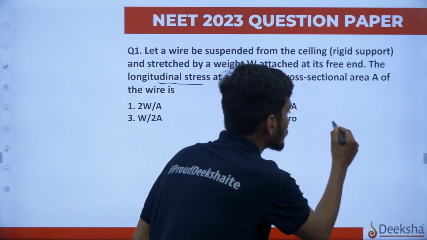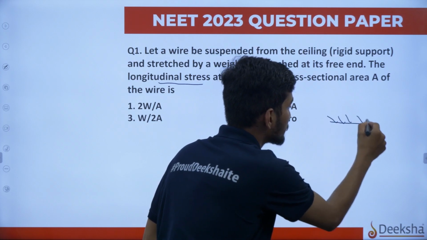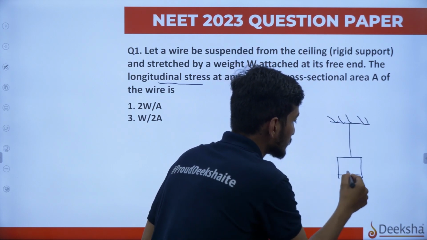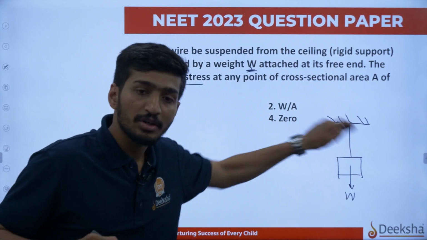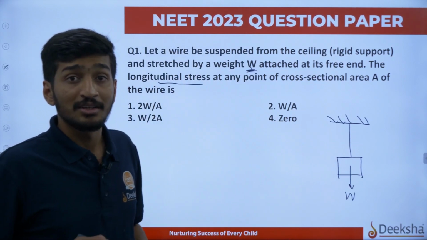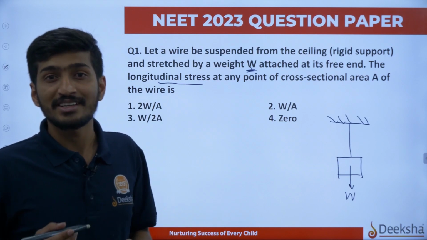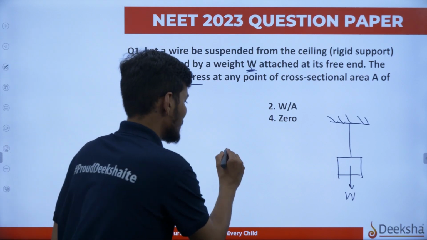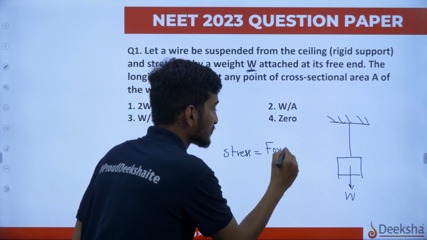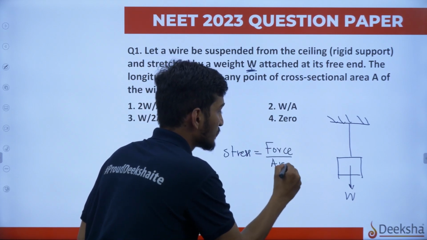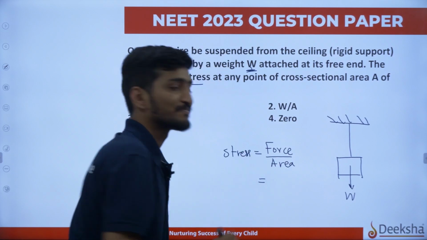Let's see. This is a rigid support and a weight W is suspended from it. So this is the wire we are talking about. In this wire, how do we calculate the stress generated? Well, there's a simple formula for stress. This shouldn't be very hard for you guys. Stress is force applied divided by area of cross section of the wire.